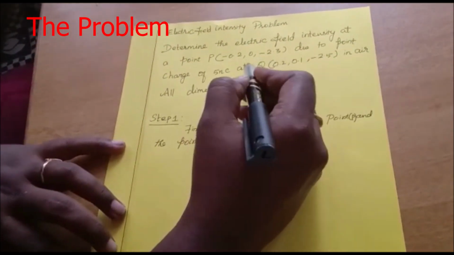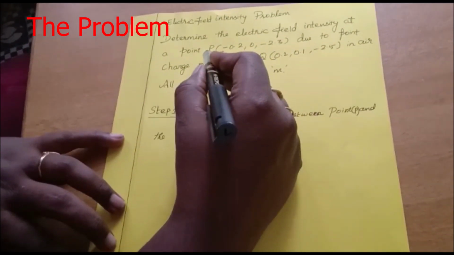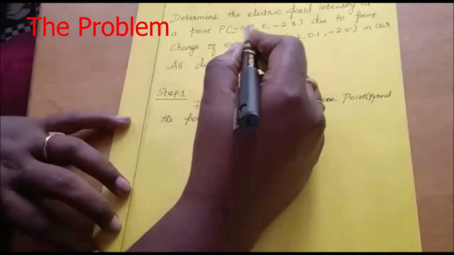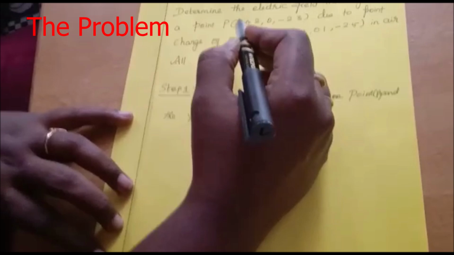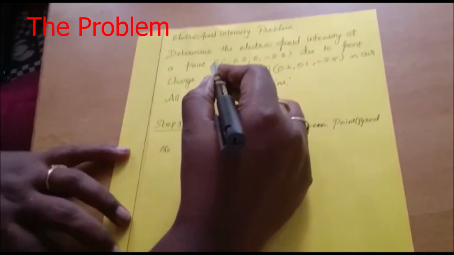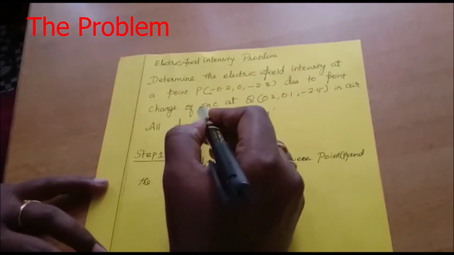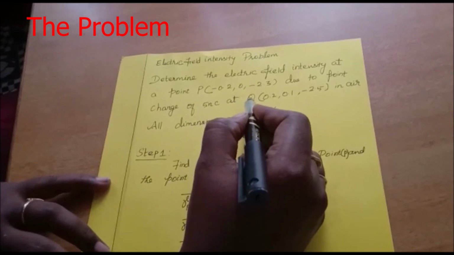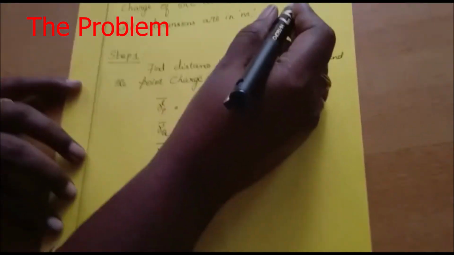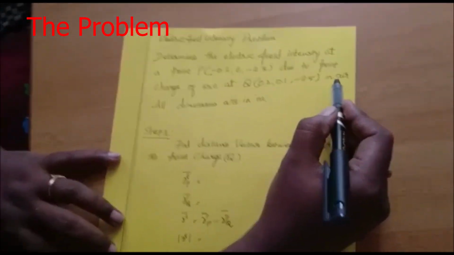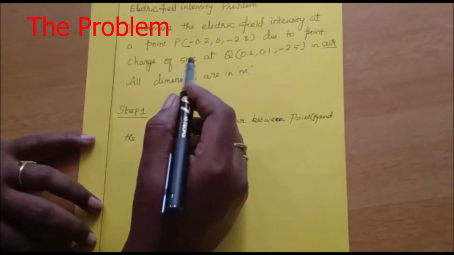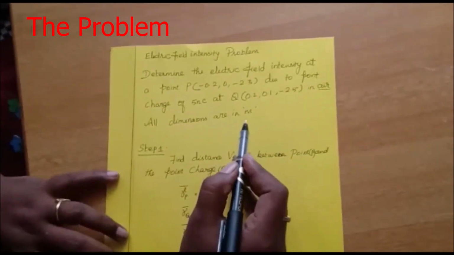So here, what the data are given. The point is located at the Cartesian coordinates minus 0.2, 0, minus 2.3, and we are going to find out the electric field intensity at this point due to the point charge of 5 nanocoulomb at Q of 0.2, 0.1, minus 2.5. The medium given in this problem is air. The dimensions given in this problem are in meter.